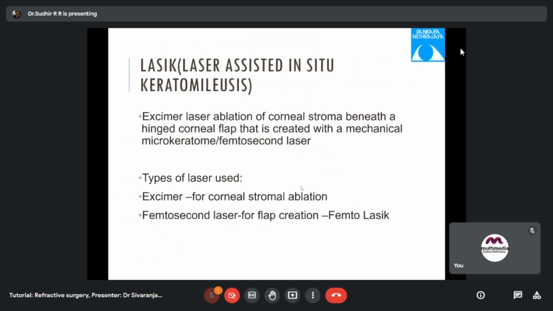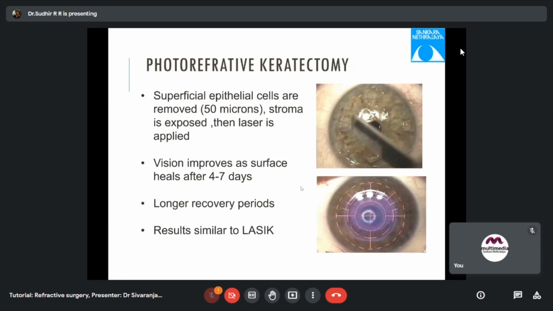Moving on to LASIK, laser assisted in situ keratomileusis. So what are the ways in which you can remove the epithelium? Again, we'll give it to second years first. Manual debridement with a buckle knife. Next way, with alcohol.